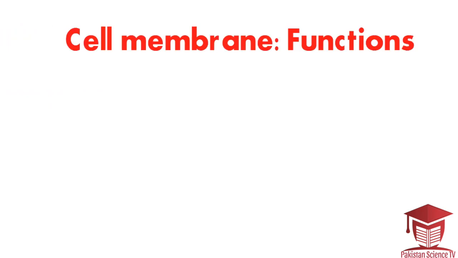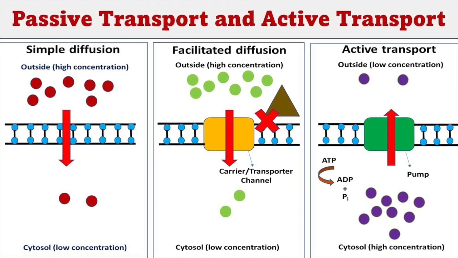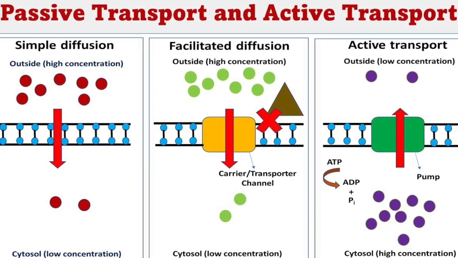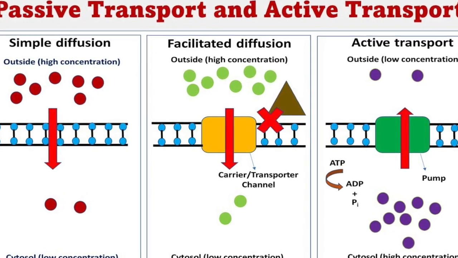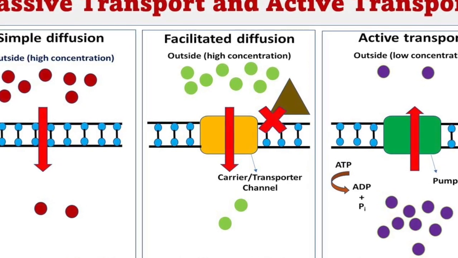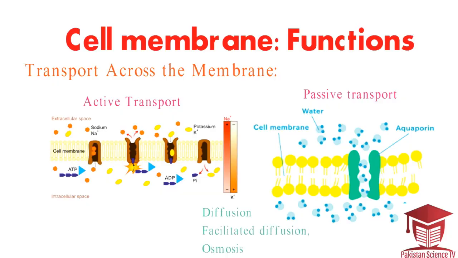Let's dive into the various ways molecules move across the membrane. Active transport uses energy to move molecules against their concentration gradient, while passive transport relies on the gradient and doesn't require energy. Diffusion, facilitated diffusion, osmosis, these processes keep the cell in balance with its environment.